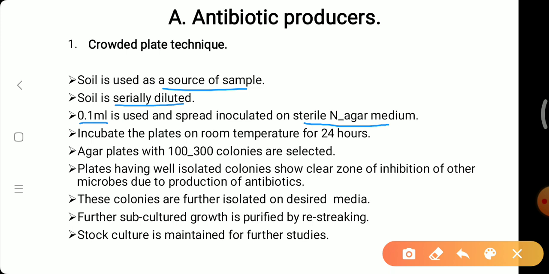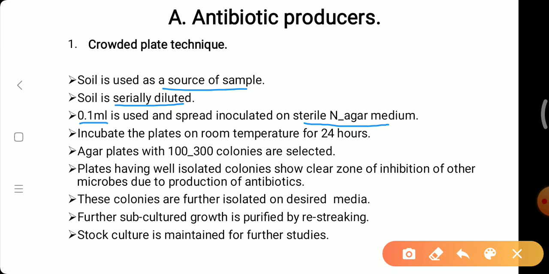Choices depend. Either we can go for spread plate technique, pour plate technique, or streak plate technique. But here I have written the spread plate technique I have done. Here we will discuss the spread plate technique. So what we have done, we have taken a soil sample, we go for serial dilution.